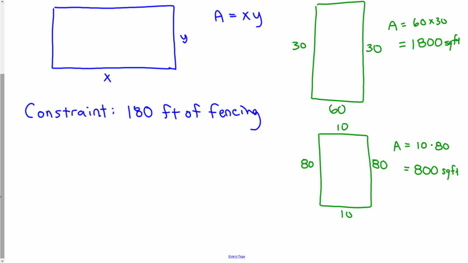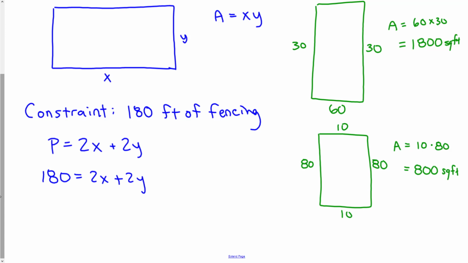So one thing you may have noticed here is this constraint of 180 feet of fencing. It has to do with the perimeter of the garden. It's the outside edge. Perimeter of a rectangle is 2 times its length plus 2 times its width. And that total can only be 180. That ties in our constraint here. So 180 equals 2x plus 2y.